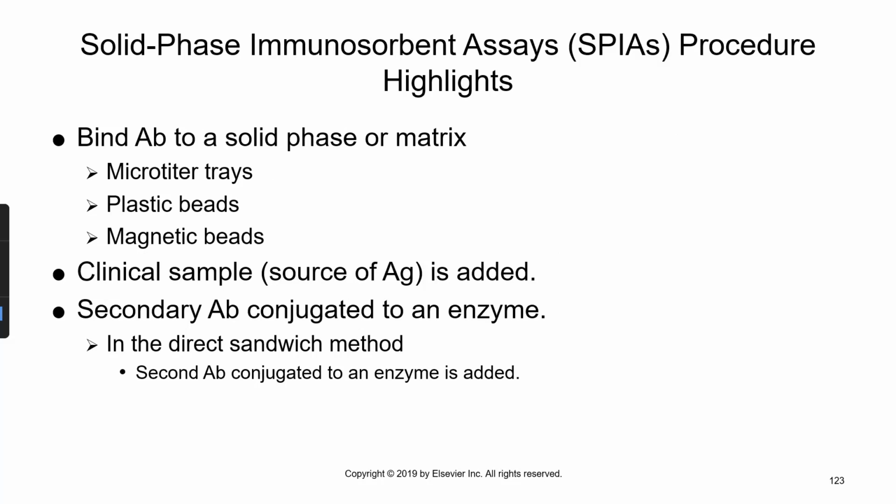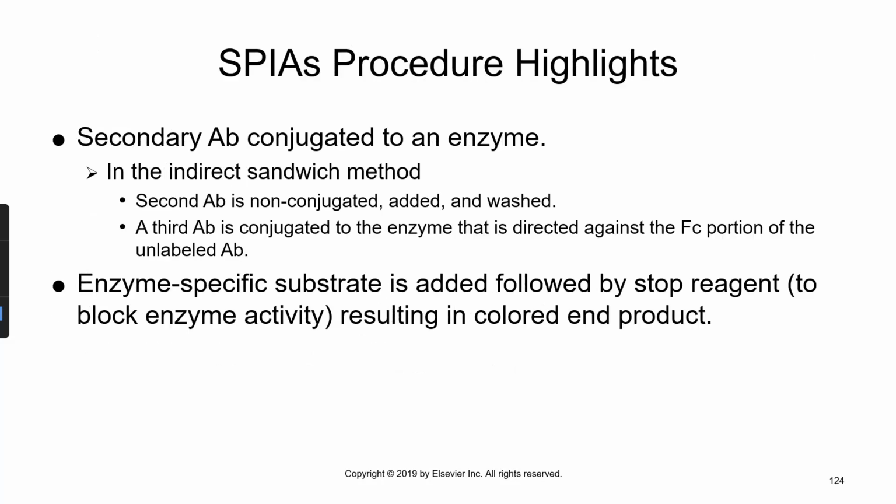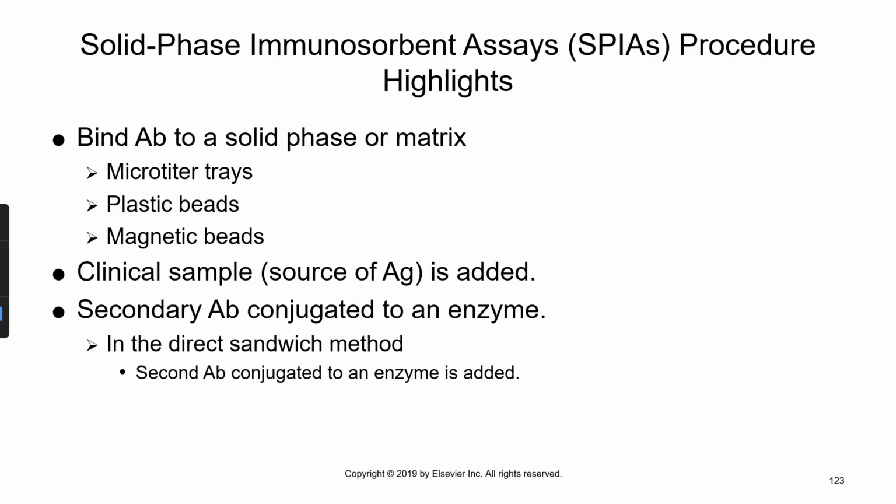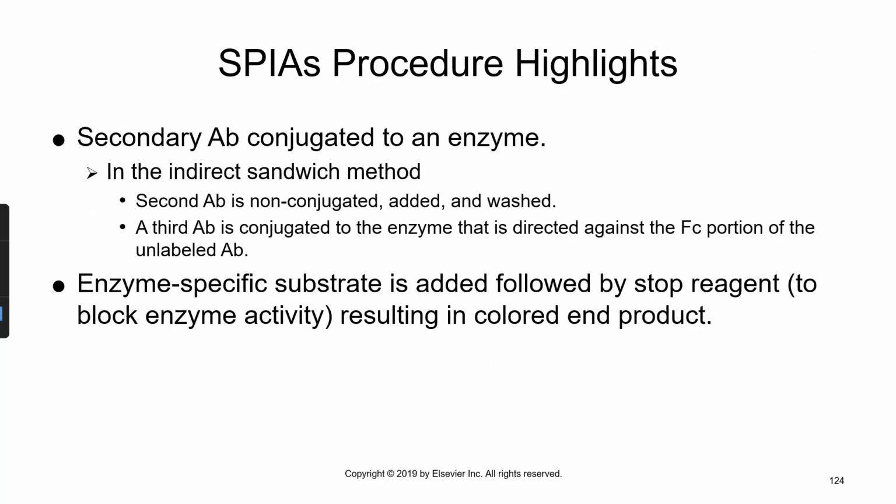So solid phase immunosorbent assays bind antibody to a solid phase or matrix, like a microtiter tray, a plastic bead, or a magnetic bead, and then we put the clinical sample in. Then we have a secondary antibody that's conjugated to an enzyme. In the direct sandwich method, the secondary antibody conjugated to the enzyme is added. In the indirect sandwich method, a secondary antibody is non-conjugated, added, and washed, and a third antibody conjugated is added. Enzyme-specific substrate is added, followed by the stop reagent to block enzyme activity, resulting in color end product.